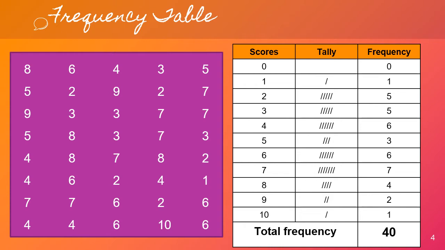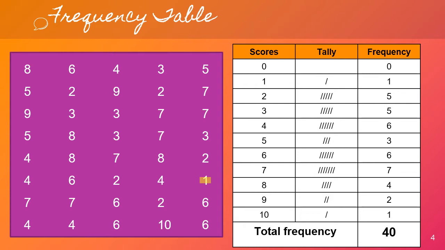So for example, the scores: we have 1, 2, 3, 4, 5, 6, 7, 8, 9, 10. Since the total score of the test is 10, let's have the tally. For 0, none of the students got 0. So the frequency of 0 is 0. Then for 1, one student got that score. So in 1 we have 1.